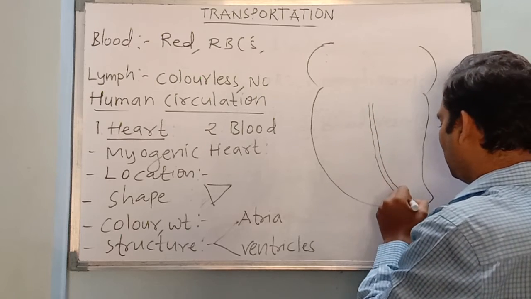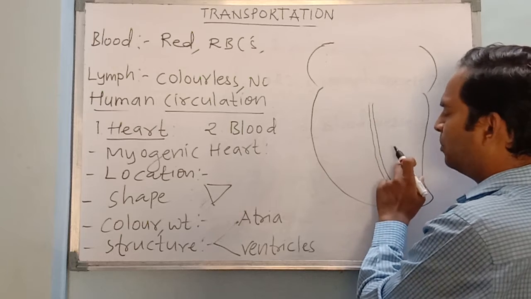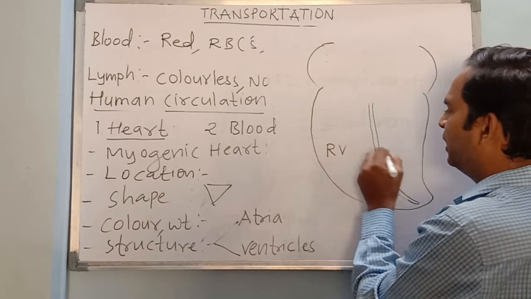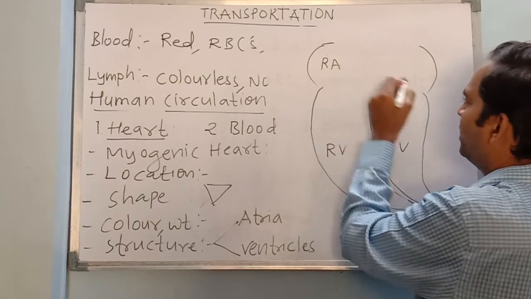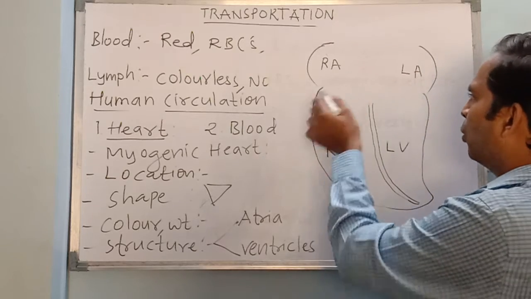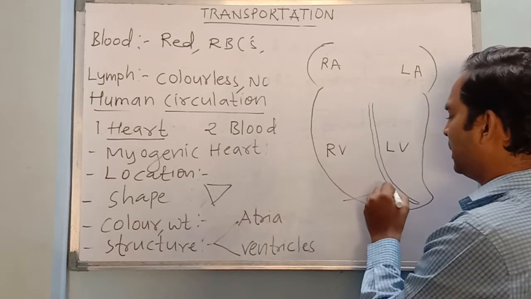this is the wall that divides these 2 ventricles from each other. This will be your right ventricle, this will be your left ventricle. This is right atrium and this is left atrium. So both are separated from each other by walls. That wall can be called a septum.